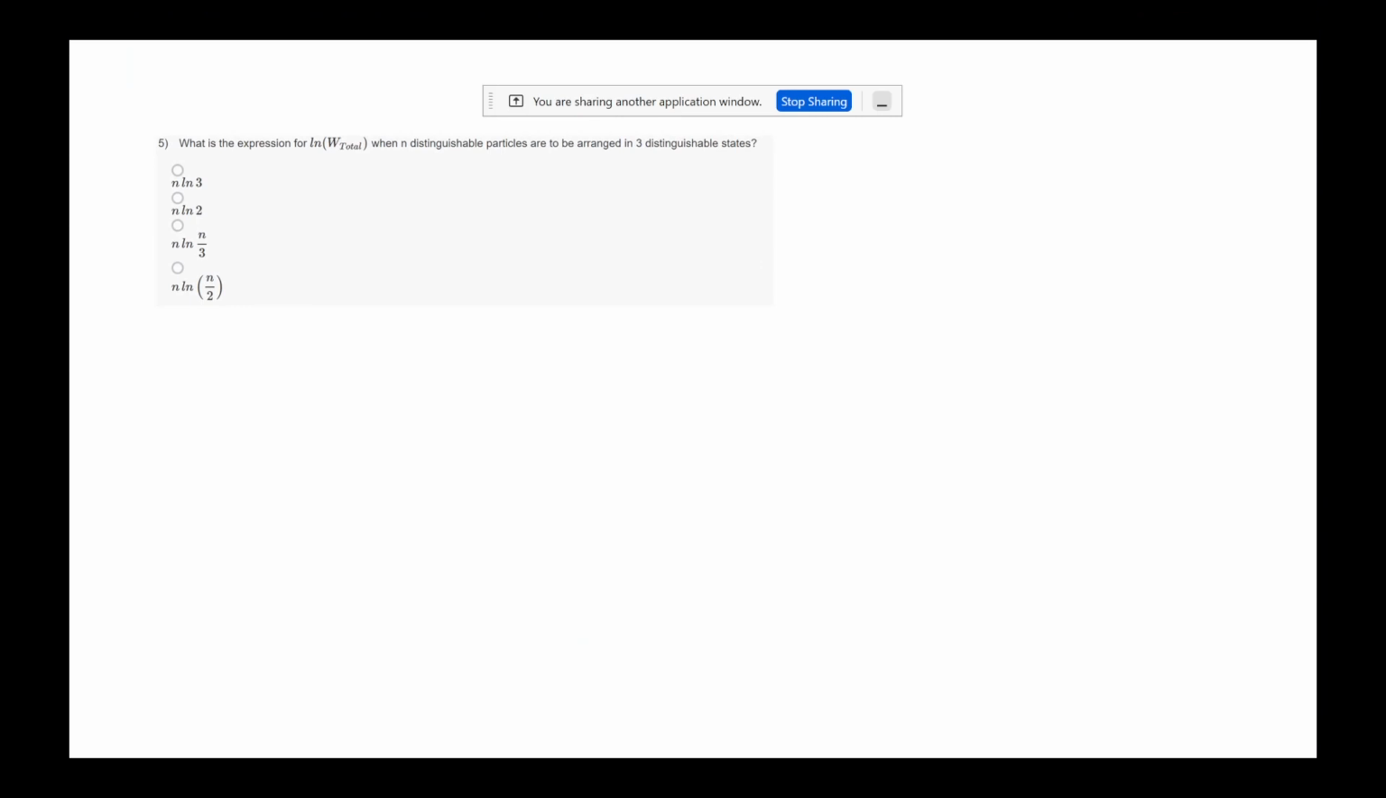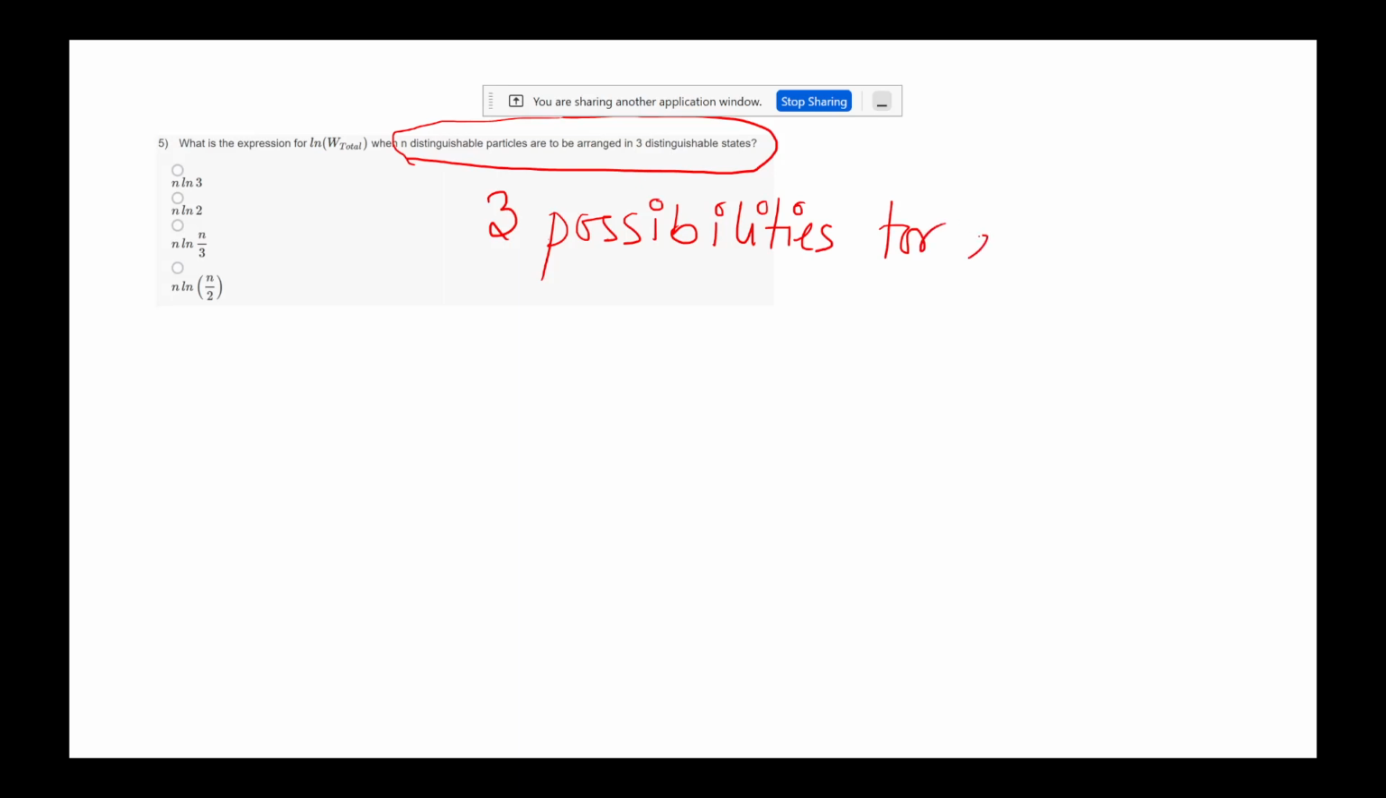Then how can you do that? So we just remove the n factorial. No, not like that. I mean, you are asking in the physical sense. This is the same as coin tossing, right? So 3 possibilities are there. Yes, 3 to the power n. That's the thing. Very easy. n ln 3. Yes. 3 possibilities for each particle.